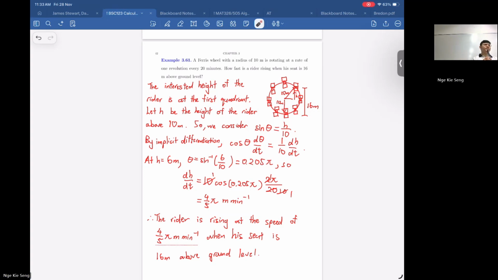You get what I say? Because this height already constitutes 10. This h is built on this 10. h is not counted from ground level. h doesn't start from 0. h starts from 10. This height here, this h here, starts from 10. Height of the rider above 10 meters. That's why this h here is not 16, it's 6.